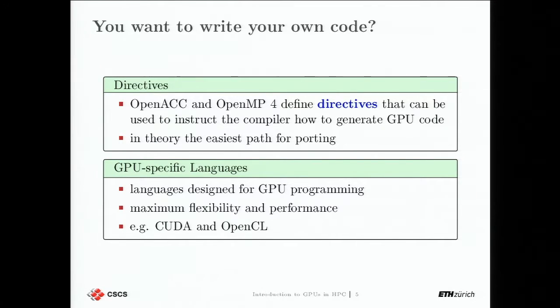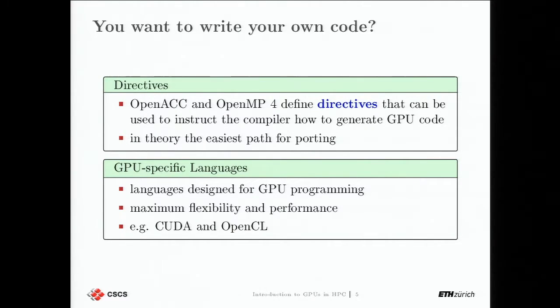There are two approaches that are becoming popular. One is to use directives. I already discussed this earlier, where you add specially formatted comments to your code, and a compiler that knows how to speak OpenACC or OpenMP 4 will generate GPU code for you automatically. In theory, this is the easiest path for porting your code: you take the application code, maybe refactor it a bit, then add some directives, and voila, the compiler has made your application run on the GPU. And for some applications, this actually works.